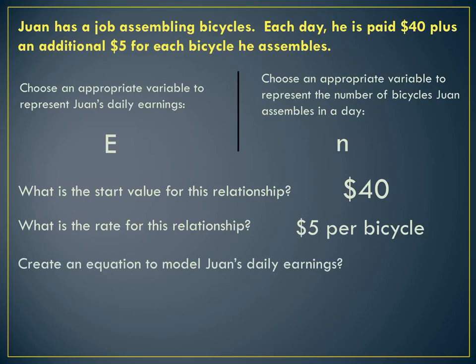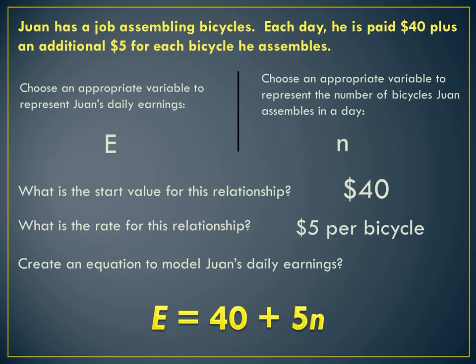Now, create an equation. Well, an equation will look like this. His earnings will be based on two things: how much he gets per day, and then how much he gets per bicycle. The per day amount is a constant. He gets $40 per day. And the number of bicycles, well, that depends. It depends on how many bicycles he makes. So he has to multiply $5 times the number of bicycles he makes.